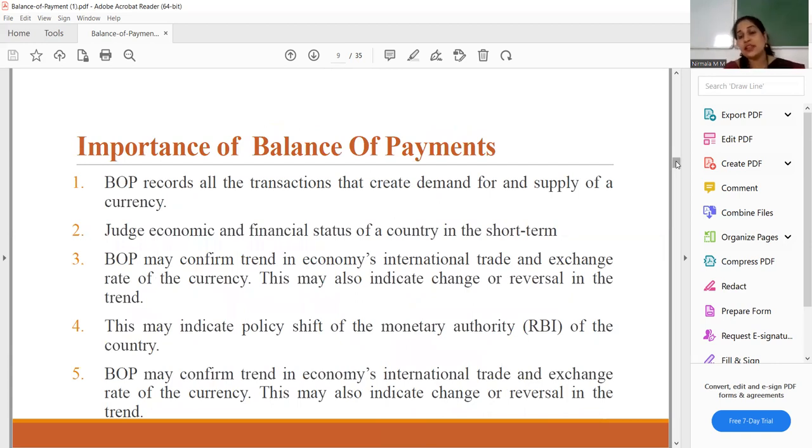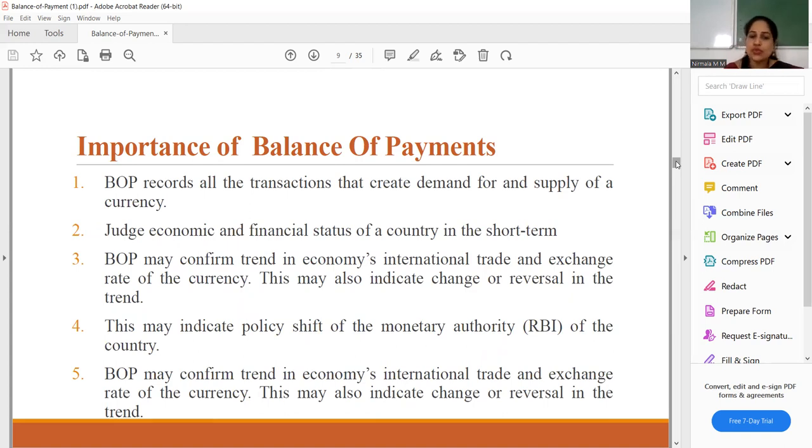Talking about the significance or importance of balance of payment, as the definition itself states, it's a record of all the economic transactions which create the demand and the supply for the currency of an economy. And it will enable organizations to judge or to have an understanding about the economic and financial status of an economy in the short term. That is one financial year.